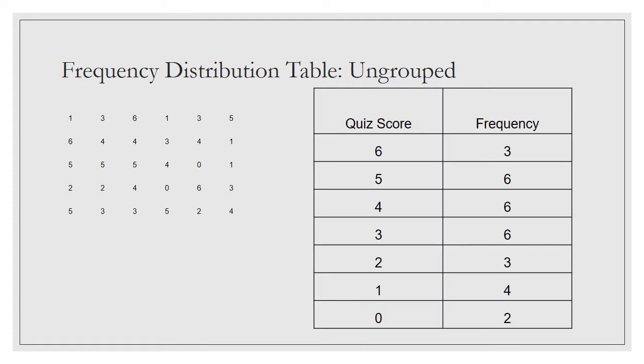So here we take all possible scores. In this case, on our quiz, you could have gotten a 0 on it, up to a 6, and the frequency. So 3 people scored a 6, 6 people scored a 5.